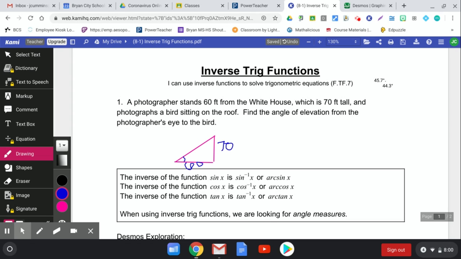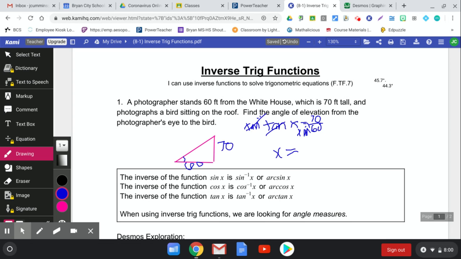So this is just a SOHCAHTOA problem. We have an opposite and adjacent side, so we're going to use tangent. So the tangent of our angle, I'm just going to call it x, is opposite over adjacent. And we want to solve this for x. So the way we undo tangent is we take the inverse tangent of both sides. So we take the inverse tangent of this and the inverse tangent of that, and tangent and inverse tangent cancel out.